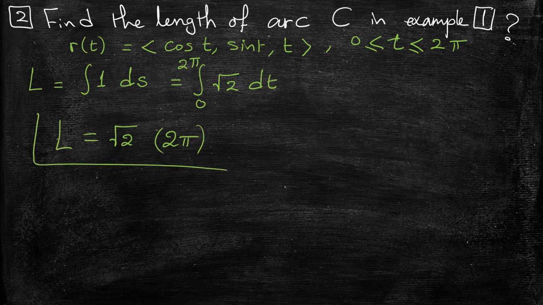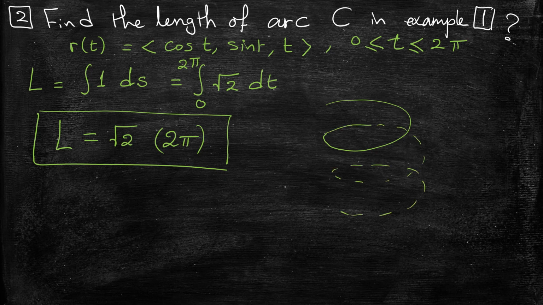So what does this value mean here? This means this arc, which is part of this helix, so it would be any helix here. And the length of this part is root 2 multiplied by 2 pi.